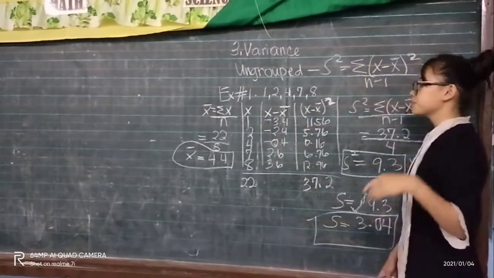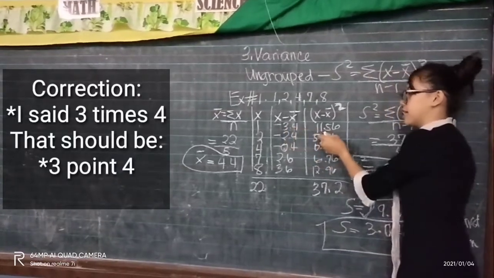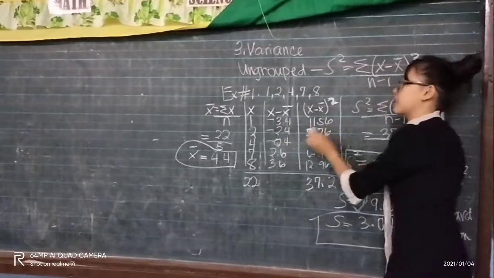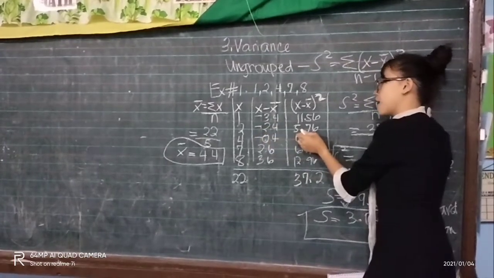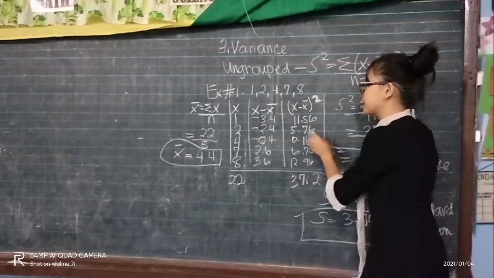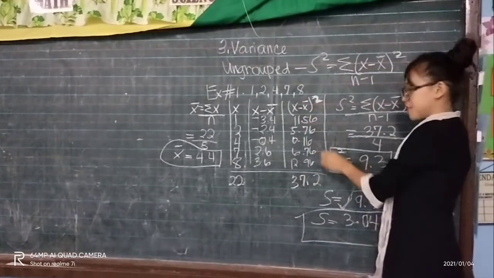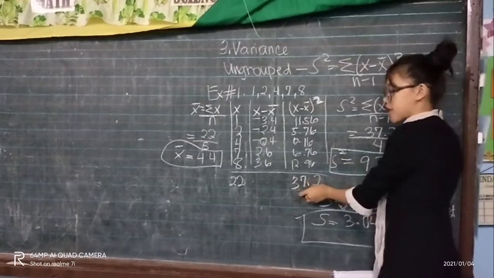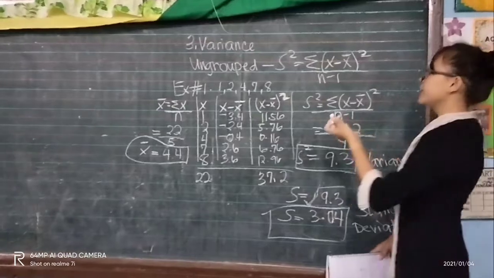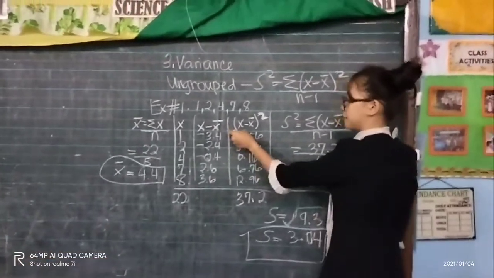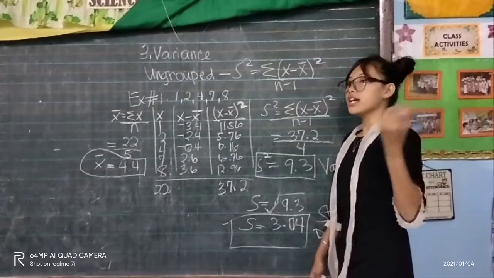So negative 3.4 times itself is 11.56. And negative 2.4 times itself is 5.76. So on and so forth. And we're gonna total all of this and we have 37.2.